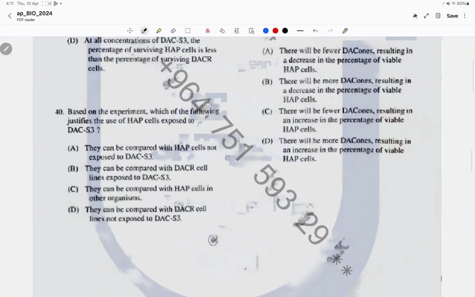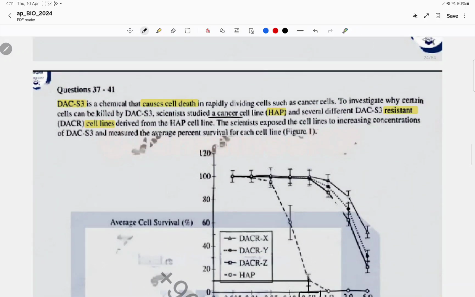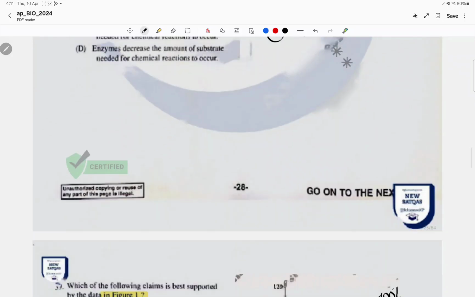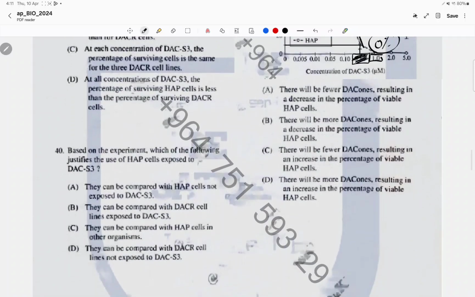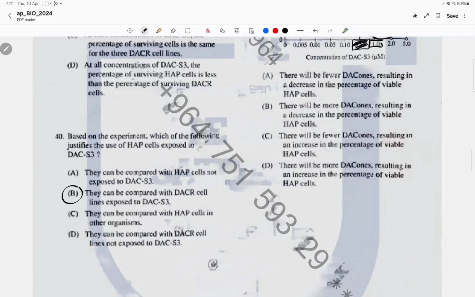Based on the experiment, which of the following justifies the use of the HAP cells exposed to DACS3? Well, look, we already know what the HAP cells do, right? We already know that they're going to be cancer cell lines. So it's like your control, you know that the effect is going to happen on them, right? So we're essentially comparing other cells to them. So the HAP will be used as essentially a control. Is that what you chose? Okay.